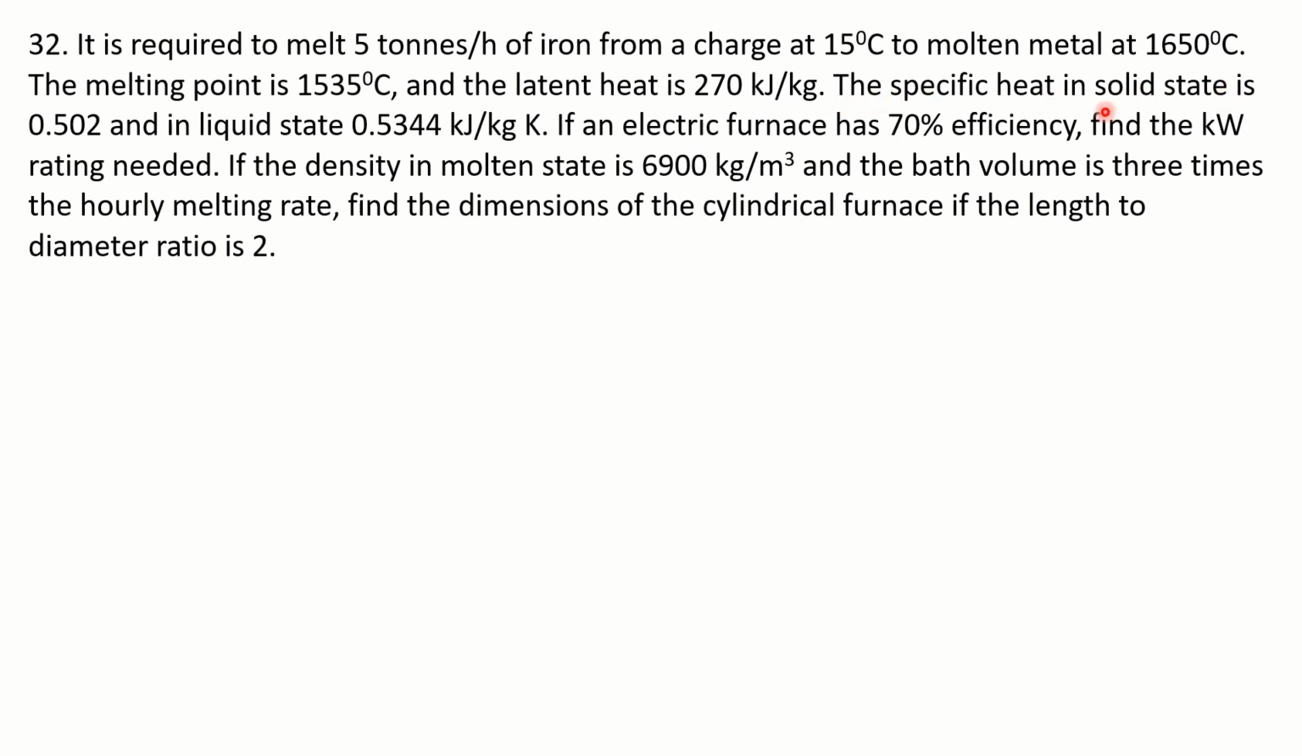The specific heat in solid state is 0.502 and in liquid state 0.5344 kilojoule per kg. If an electric furnace has 70% efficiency, find the kilowatt rating needed. If the density in molten state is 6900 kg per meter cube and the bath volume is 3 times the hourly melting rate, find the dimensions of the cylinder furnace if the length to diameter ratio is 2.